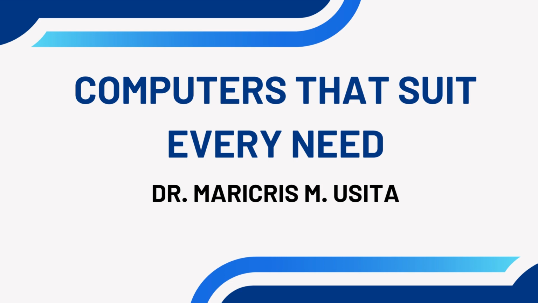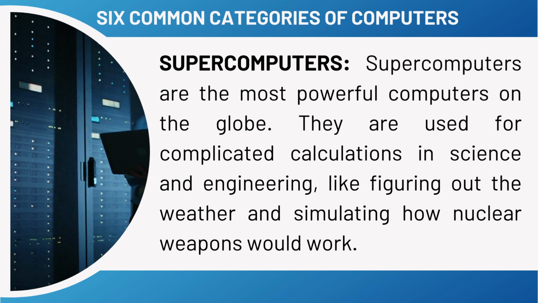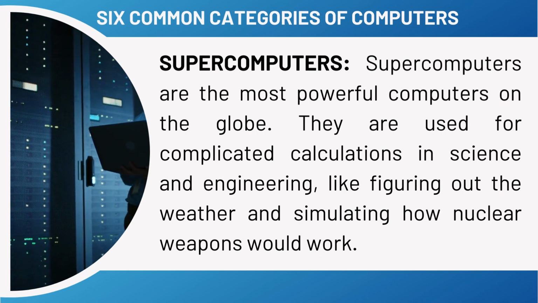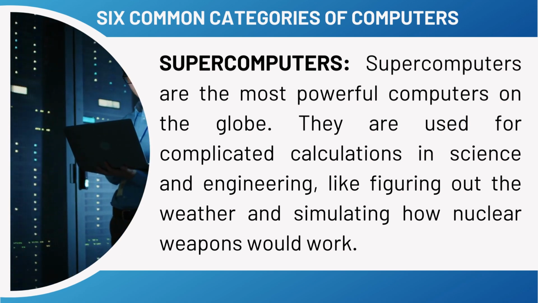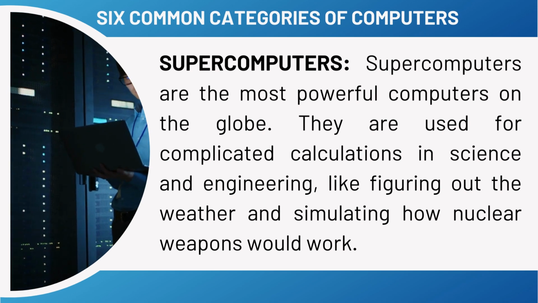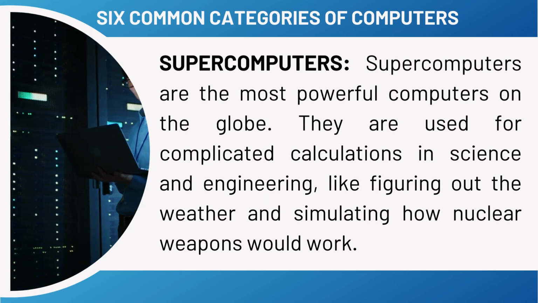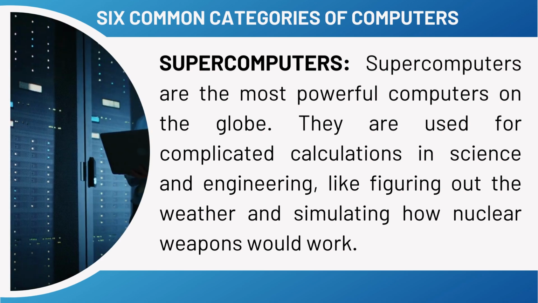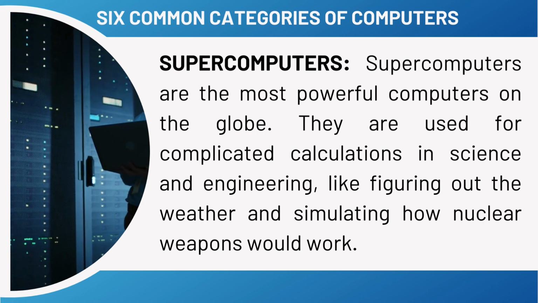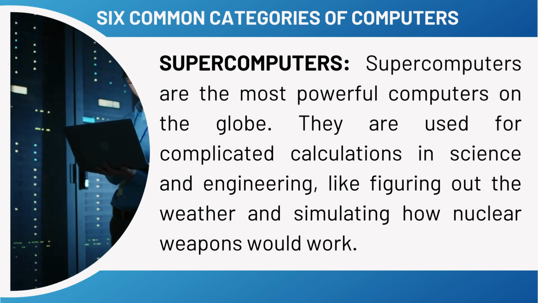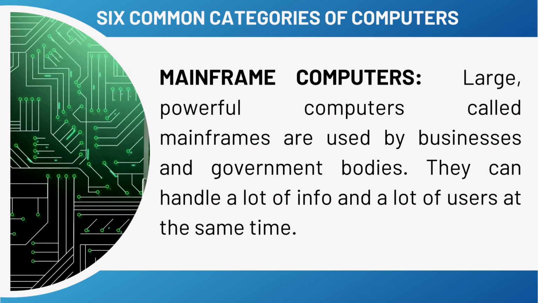Topic 3. Computers that suit every need. 6 common categories of computers. 1. Supercomputers. Supercomputers are the most powerful computers on the globe. They are used for complicated calculations in science and engineering, like figuring out the weather and simulating how nuclear weapons would work. 2. Mainframe computers.